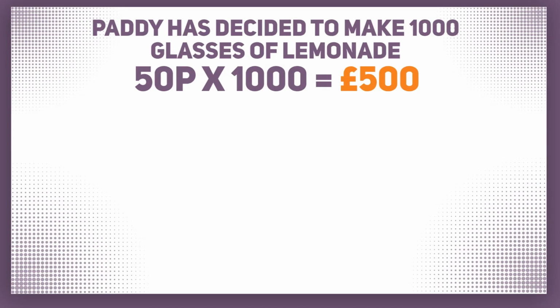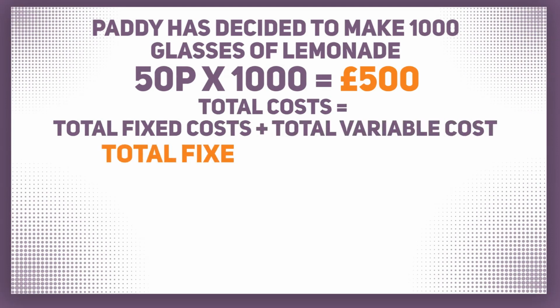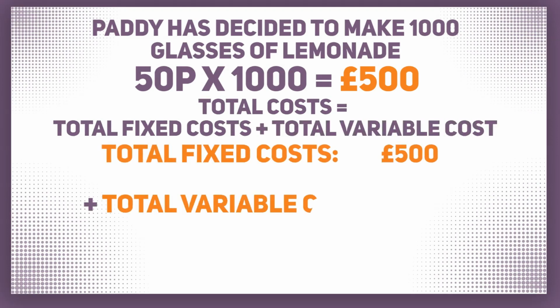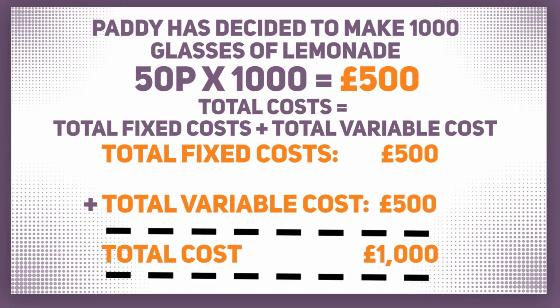He is now able to calculate his total costs by adding his total fixed costs to his total variable costs. For Paddy, this is £500 of fixed costs and also £500 of variable costs, which give him a total cost of £1,000.